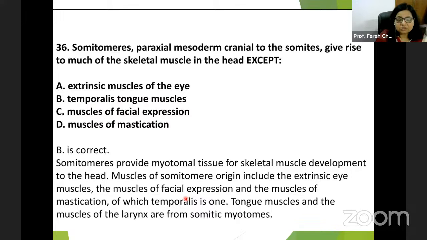Tongue muscles and the muscles of larynx are the muscles from the somites, occipital somites. 12th जो occipital somites 3 to 5 थे, उससे हम टंग की मसल्स डिराइव हो रही थी और 12th cranial nerve से सप्लाइड थी. तो दोनों चीजें आ गई इसमें, एक एक नहीं हम इंडिविजुअल लेंगे. So it is temporalis along with the tongue muscles.